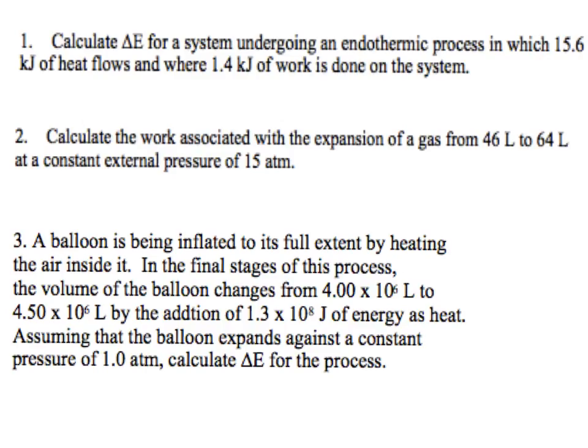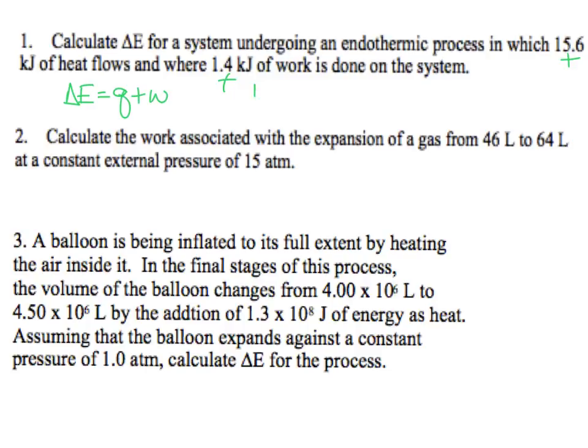Okay, so we're going to do some math problems now with our two equations. The first question says, calculate the internal energy for a system undergoing an endothermic process in which 15.6 kilojoules of heat flows and where 1.4 kilojoules of work is done on the system. So we know that means work is positive because work is done on the system, and it's endothermic, so heat has to be positive. Knowing that, we can take both of those and stick it into our equation.